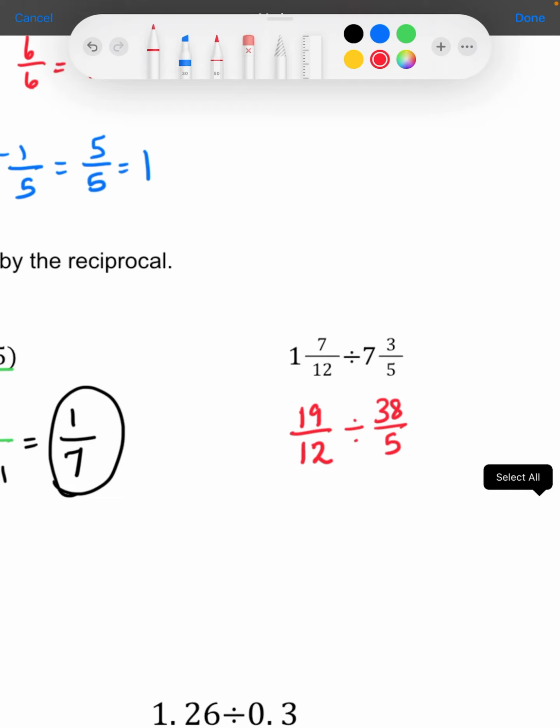But I need to keep, change, flip. So I'm going to keep the first one, change the division to multiplication, and flip the second fraction. 19 goes into 38 twice. So when I multiply across the top and the bottom, I get 5 over 24.